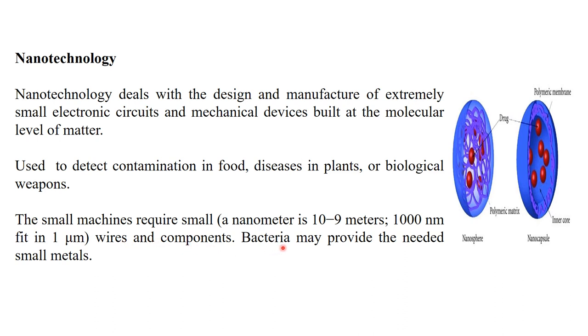So bacteria may provide the needed small metals. जो स्मॉल मेटल्स आते हैं वो कहाँ से आएंगे, वो बैक्टीरिया से आएंगे. इसमें दो कंडीशंस हैं, एक नैनो स्फीयर होगा, दूसरा नैनो कैप्सूल होगा. जब सरफेस पे कोई चीज अटैच करेंगे तो वो नैनो स्फीयर बन जाएगा, और जब हम उसको एम्बेड कर देंगे तो नैनो कैप्सूल बन जाएगा. नेक्स्ट लेवल में भी हम इसको नैनो स्फीयर और कैप्सूल के तौर पर डिस्कस करेंगे. जो सर्फेस पे हम अटैच करेंगे, एब्जॉर्प्शन, that is a nanosphere, और जब हम उसको एम्बेड कर देंगे that is a nanocapsule.